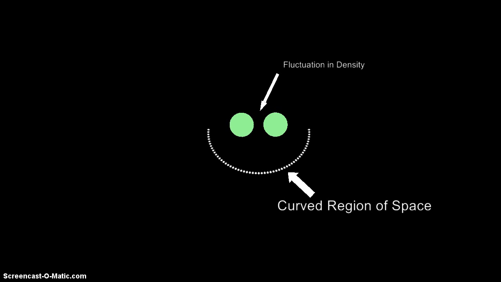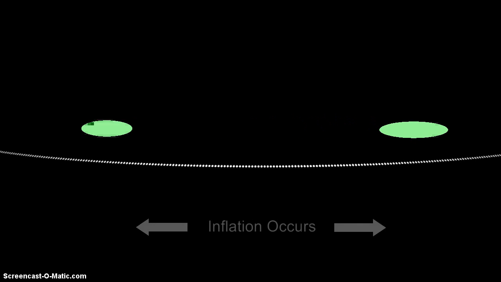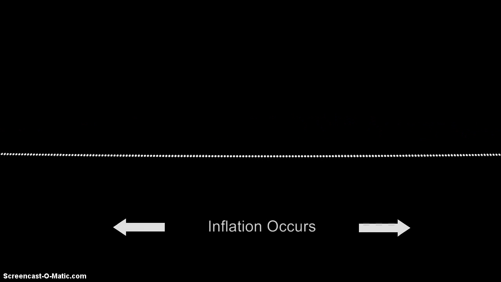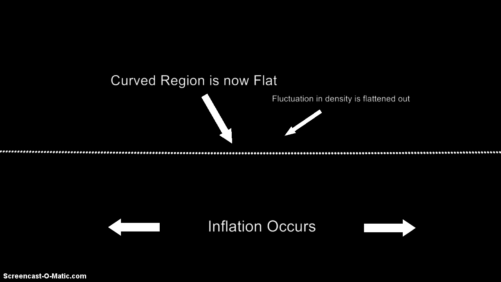Where inflation comes in is to provide an explanation as to why the universe is flat. Curvature is caused by fluctuations in density. The process of inflation, which was a process of exponential expansion, had the effect of spreading out these fluctuations in density across huge distances, effectively rendering them flat. The second main headache solved by inflation is the horizon problem.